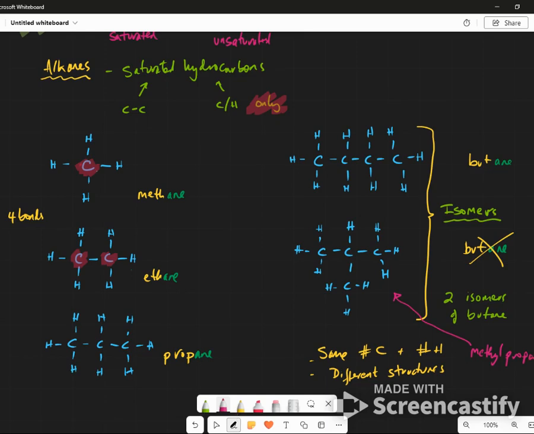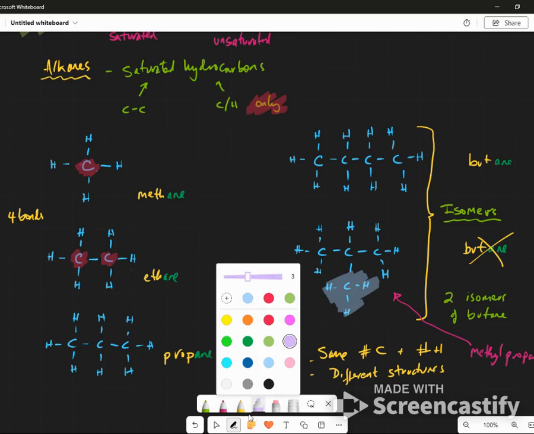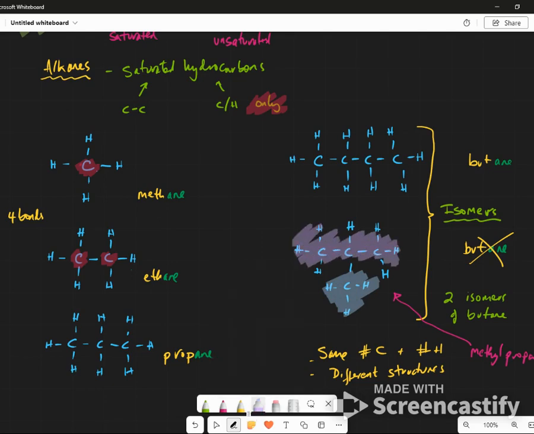Okay, and the reason it's called methyl propane is, if you look at it, there's a methyl group, which is a CH3, on, let me try a different color, on a propane. It looks like there's a methane on a propane, so we call it methyl propane. Simple as that. But it's an isomer of butane.